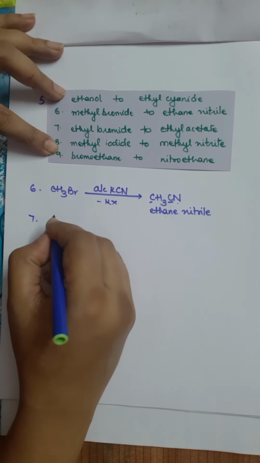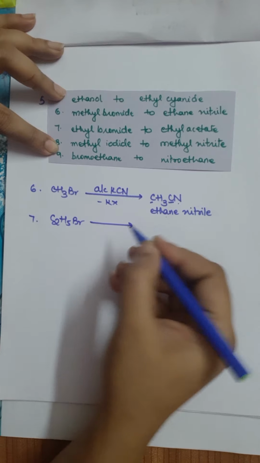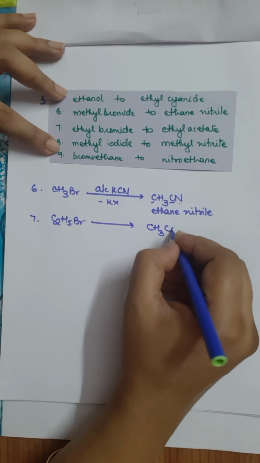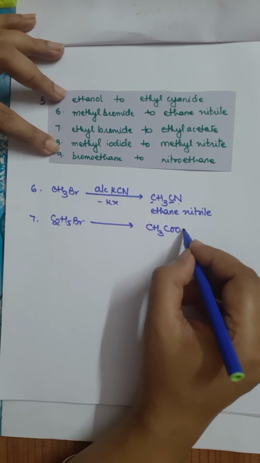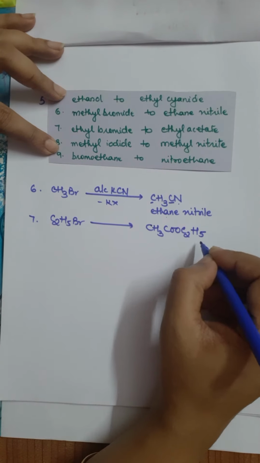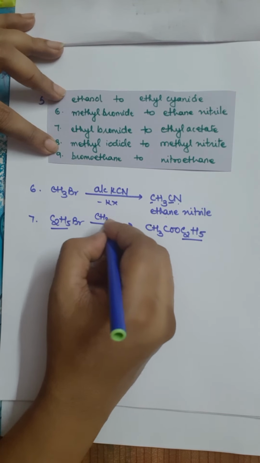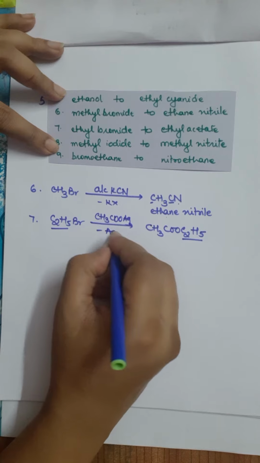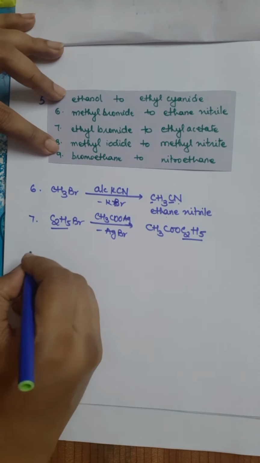Next reaction, ethyl bromide, that is C2H5Br, to ethyl acetate. Acetate means it should come from acetic acid. So acetic acid is what? It is CH3COOH. When I say ethyl acetate, it means instead of hydrogen we have the ethyl group. So these ethyl groups are the same. So the reagent that you need is CH3COOAg, minus AgBr. I'm sorry, here it will be Br.